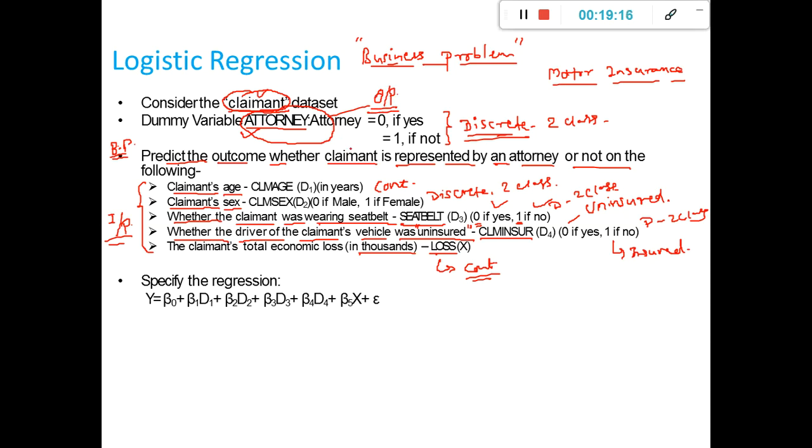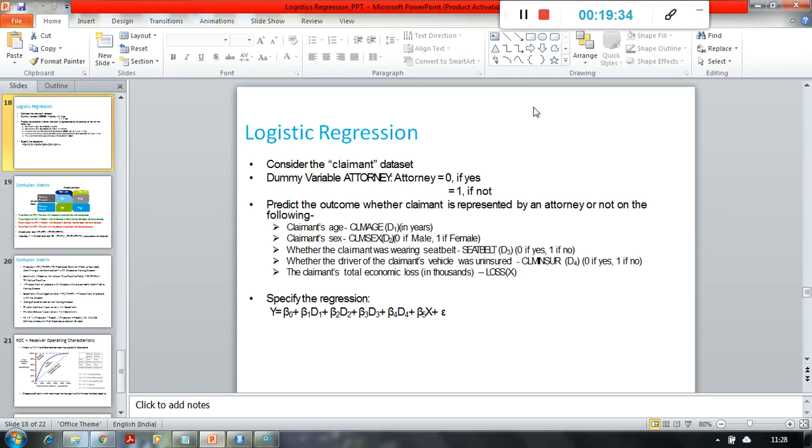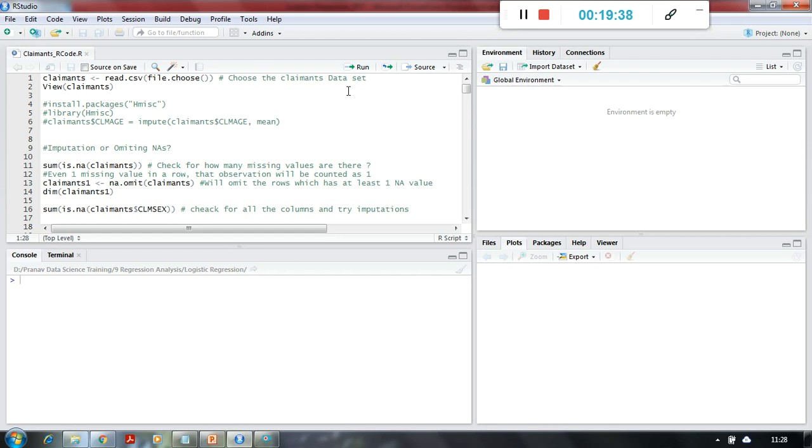This is what we have to model, which means we have to go for logistic regression, because my output has 2 categories in it, right? So let us go ahead and write a predictive model, a logistic regression model, for this business problem.